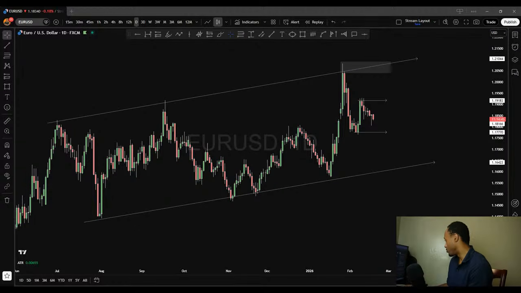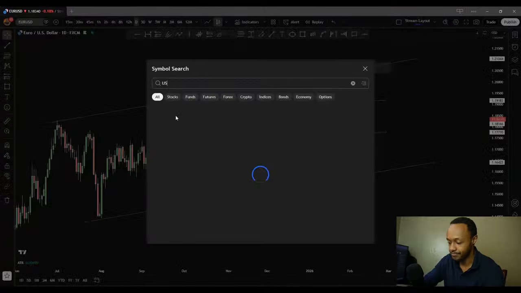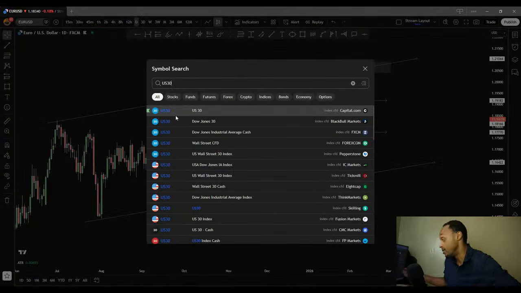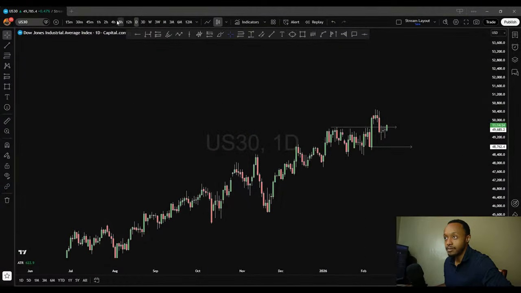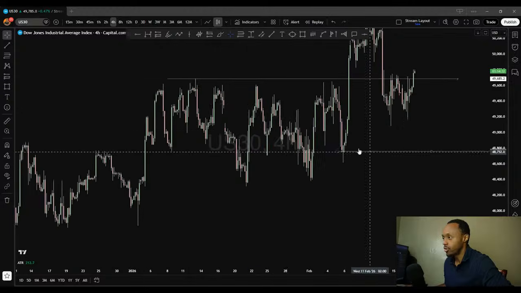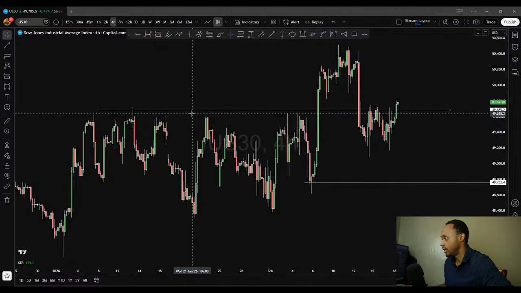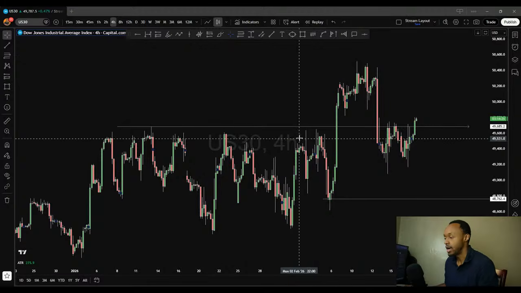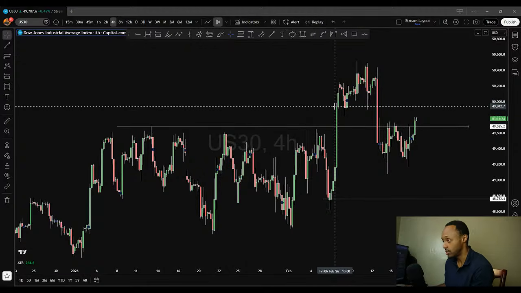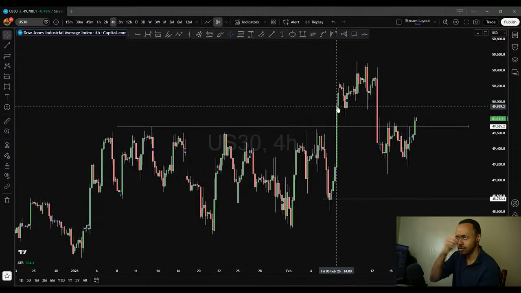Okay, so we'll go through US 30 next. Yeah, US 30. I'm still keeping a close eye on this market this week. Reason being, we broke through a very key level, 49,685, 49,500 we can call it. We broke through there with some real conviction. This was actually the week prior.